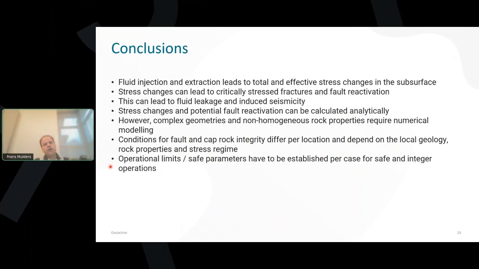But whatever you do, the final message I want to give is that even though a situation seems severe, like there is a fault and maybe in a pilot project like in Alsace, a fault has been reactivated and caused induced seismicity, I think there is almost always a way to adjust your operational limits, like your temperatures, your injection rates, your injection pressures, to come within a safe zone where you can significantly reduce the risk of fault reactivation and therefore leakage and induced seismicity.